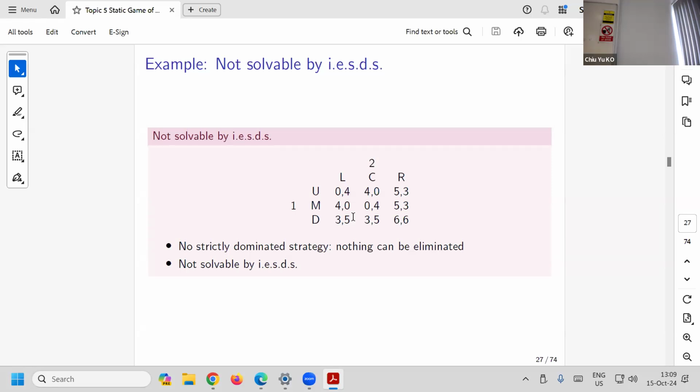What about player two with L, C, and R? Under U, L is better than C, but under M, C is better than L. So there's no way you can tell L or C. Compare C and R: under M, C is better than R, but under D, R is better than C. Compare L and R: under U, L is better than R, and under D, R is better than L. So you can't say uniformly which one is better.